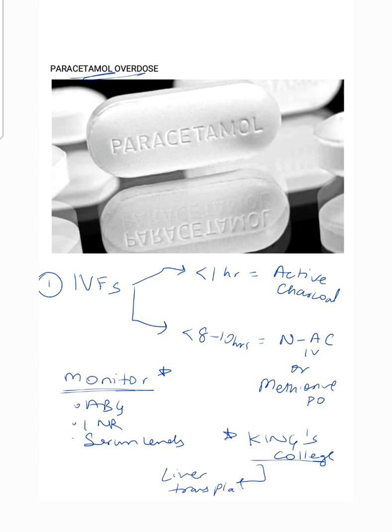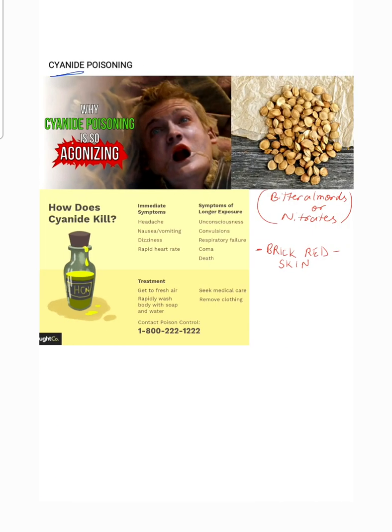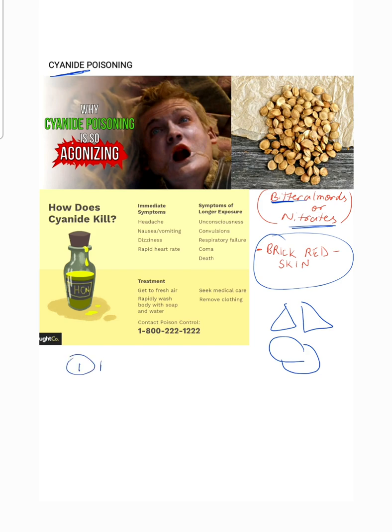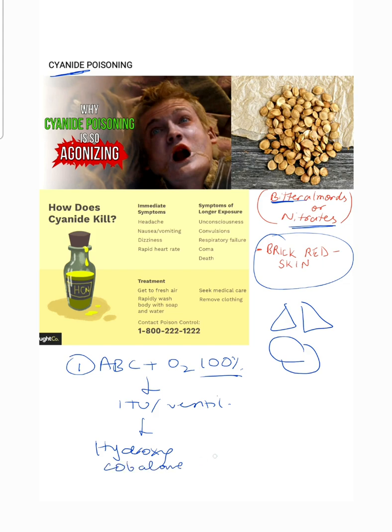Next, we have cyanide poisoning, commonly caused due to nitrates or bitter almonds, etc., characterized by the appearance of brick red skin, and it is associated with CNS and respiratory depression. The first step is to offer respiratory support with 100% oxygen, and if this doesn't work, proceed with intubation and ventilation, followed by hydroxycobalamin intravenously with special agents like cobalt edetate or nitrites like sodium or amyl nitrite.